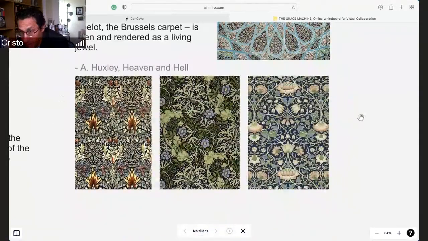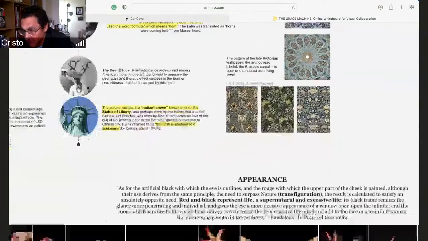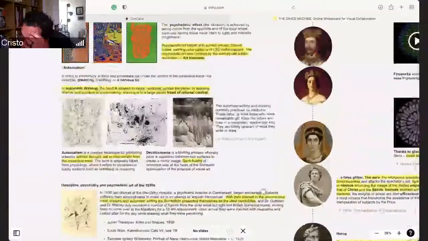Quoting Aldous Huxley, sorry, in his book Heaven and Hell: the pattern of the late Victorian wallpaper, the Art Nouveau, the Brussels carpet, is seen and rendered as a living jewel. So we find ourselves here in a world of transfiguration, a flower that grows from incandescent becomes this set of images. So let's go back to the liquid side, Harry, and the sense of waves and being underwater.